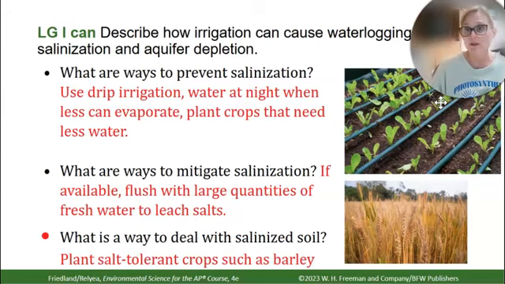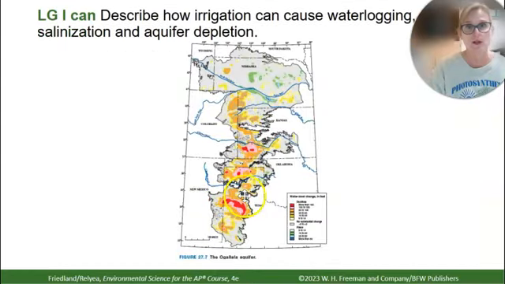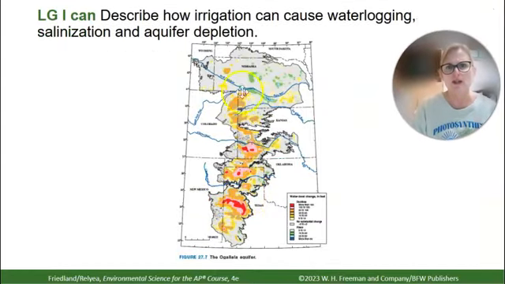Okay, what's a way to deal with salinized soil? You can plant salt-tolerant crops like barley. So here's a picture here of drip irrigation. This is a picture of barley. Now, you have to know the difference between preventing, mitigating, and dealing with. Those are very separate questions. So on a free response question, which one did it ask you? Because there's different ways that you prevent, there's a different way to mitigate, and there's a different way to deal with your salinized soil.